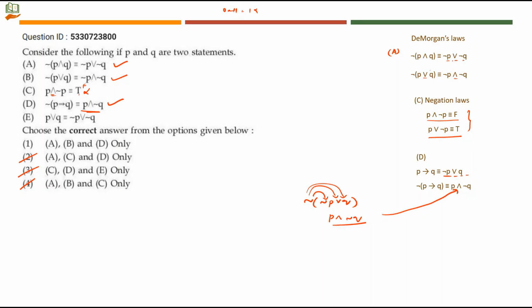Now what about E? P or Q is equal to not P or not Q. Let's take P is equal to 0 and Q is equal to 0. P or Q will give you 0. Now what about negation of P? It is 1. Negation of Q is equal to 1. What is 1 or 1? It is going to give 1. Are they equal? No. So this is wrong. From this we can mark option number 1, A, B and D only as the right answer. So if you are sure about the laws, just apply the laws. If you are not sure about the laws, just apply some values and then find it out.